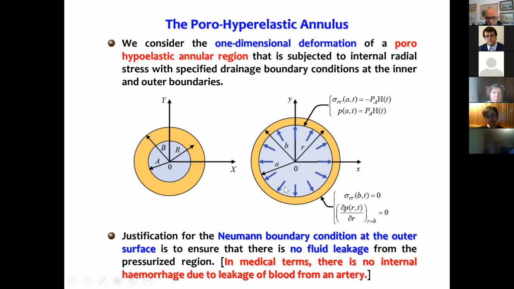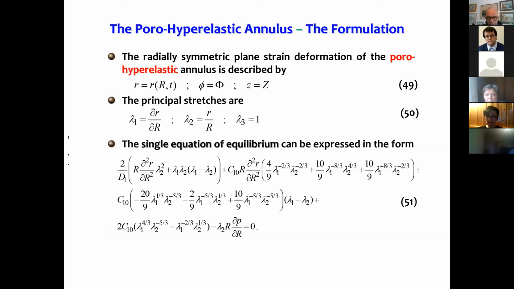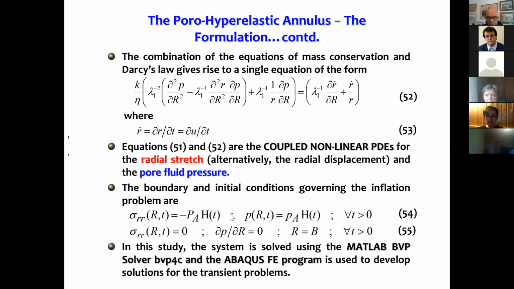And then you have a pressure that's applied. The Neumann boundary condition here tells us that you can't get leakage from the inside to the outside during pressurization, because there's no hemorrhaging from the artery itself. So this is again a one-dimensional problem that can be solved. I won't go into the details of this, but you get the conventional coupled nonlinear partial differential equations for the radial stretch and the pore fluid pressure.